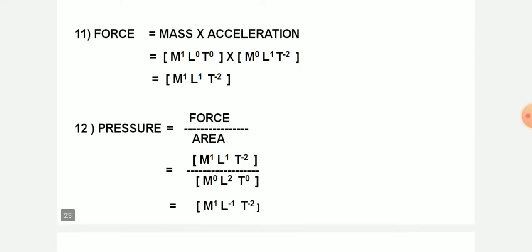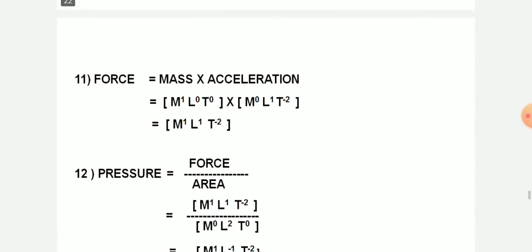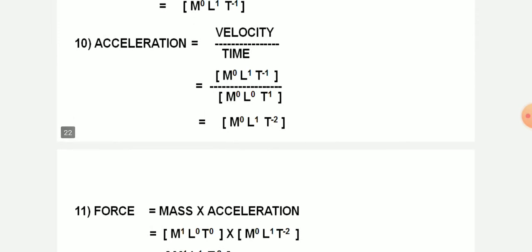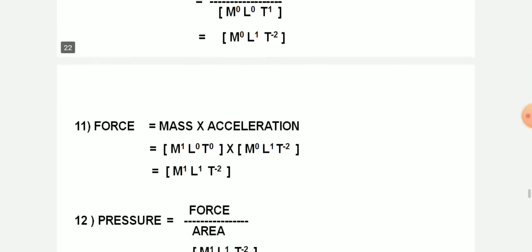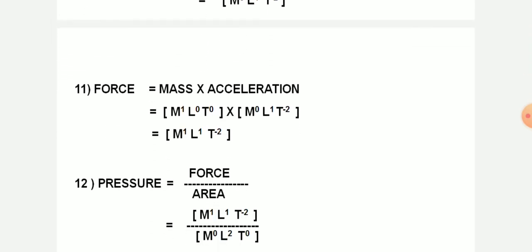Then the force is nothing but the mass into acceleration. So the dimension of mass is M raised to power 1, the remaining factors are 0, and the dimension of acceleration is M0 L1 T-2, as we have already done right here. So in the final step we can write M(1 plus 0 is 1), L(0 plus 1 is 1), and T raised to (0 minus 2 is minus 2). So M1 L1 T-2 is the dimension of force.